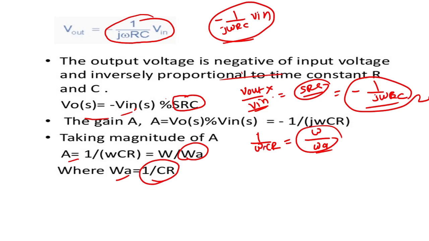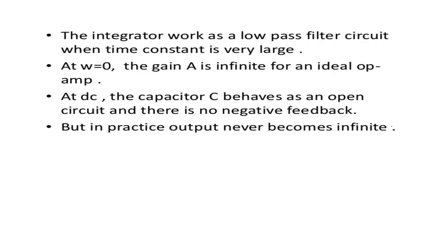From this, if I am putting the value of this omega CR as omega A, taking the overall thing as omega A, I will get omega divided by omega A, which is nothing but the amplitude of this circuit itself. The next thing, which is very important: the integrator will work as a low pass filter. It is passing the low pass signal.